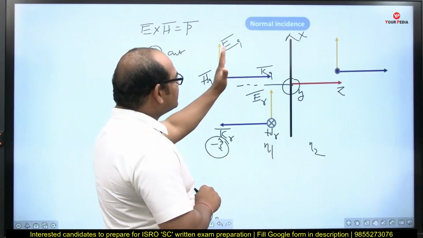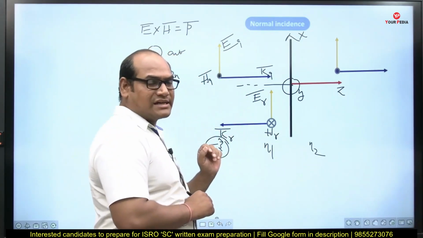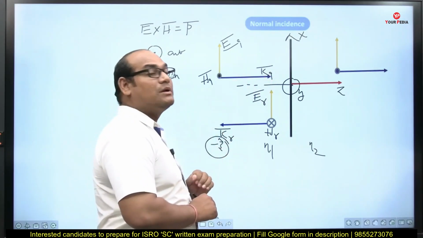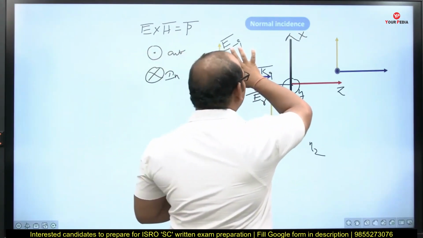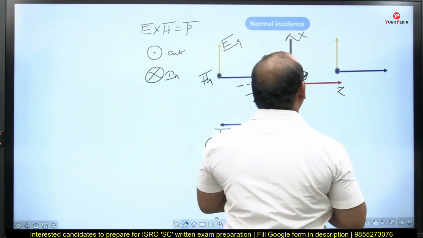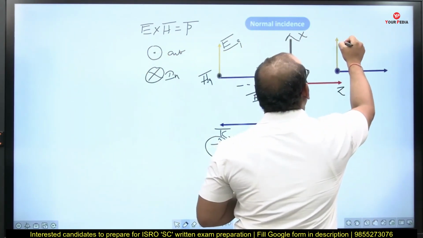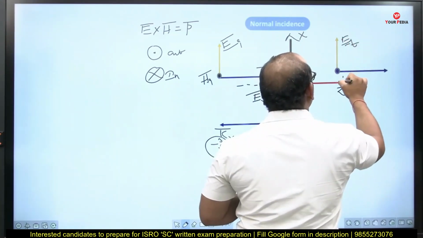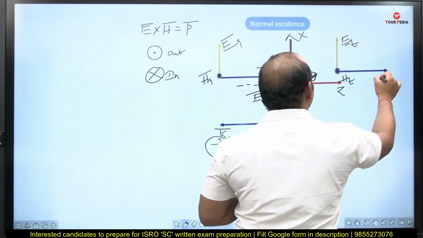So incident is over and reflected is over. Transmitted is very simple, because whatever positions we have taken for the incident wave, the same will be there for the transmitted wave also. So we can take here ET, this is HT coming out of the screen, and this is KT.